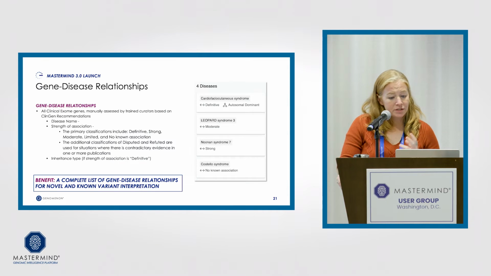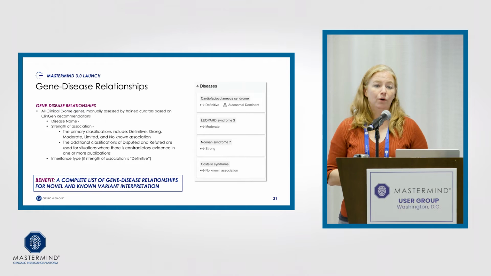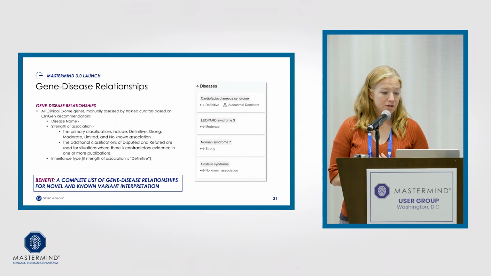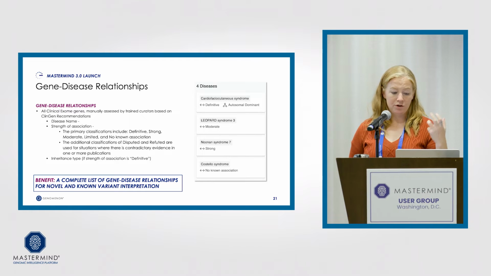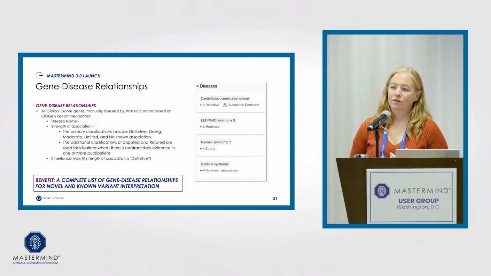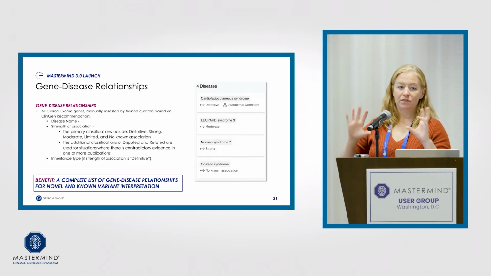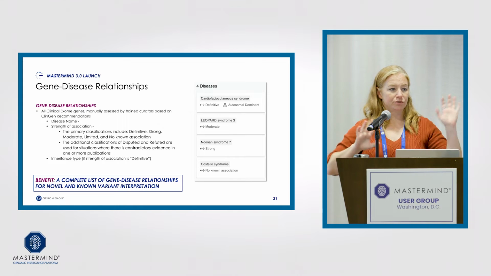Okay. Gene-disease relationships. So again, these are manually curated based on the ClinGen recommendations. You'll get the disease, strengths of association, including things like disputed and refuted and no known gene-disease association, and the inheritance type, if the strength of the association is definitive. So you're going to see I kind of grabbed some diseases. Oh, by the way, this isn't all for one gene or disease. I'm grabbing screenshots so you can see all these things.